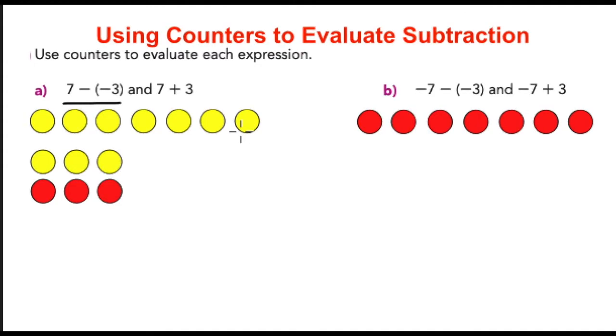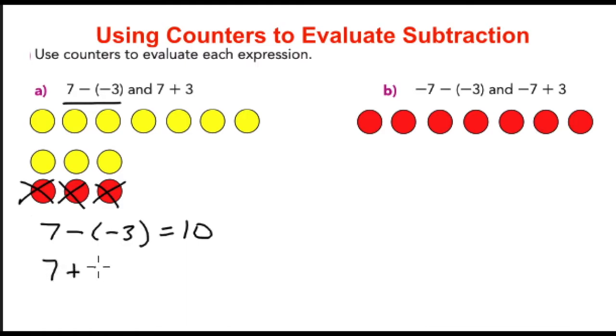But what this does do is allow us to take away 3 negatives. So if I remove these 3 negatives, that means that 7 minus a negative 3 is equal to a positive 10. And we also know that 7 plus 3 equals 10 as well. For our next one, we had 7 negatives, and we want to take away 3 negatives.